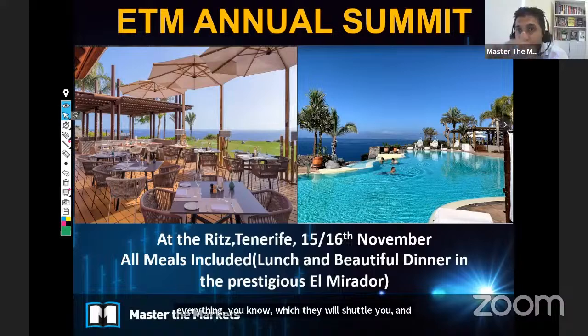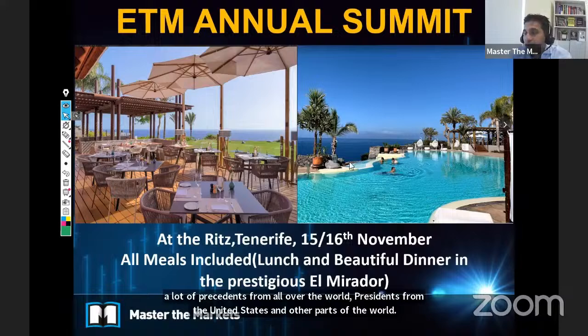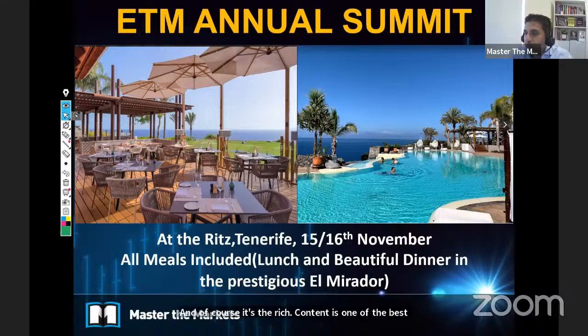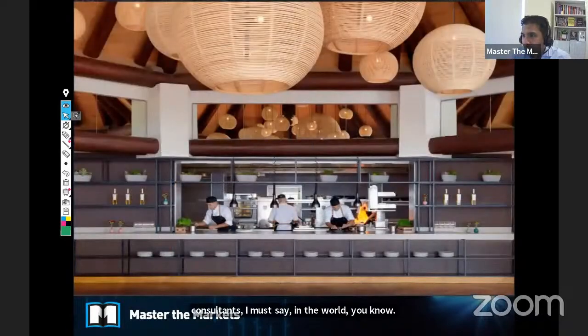And a lot of presidents from all over the world, presidents from the United States and other parts of the world, have come to stay in this hotel. So it's really, really beautiful. And of course, it's the Ritz-Carlton. It's one of the best Ritz-Carltons, I must say, in the world. That's in Tenerife. Beautiful weather.